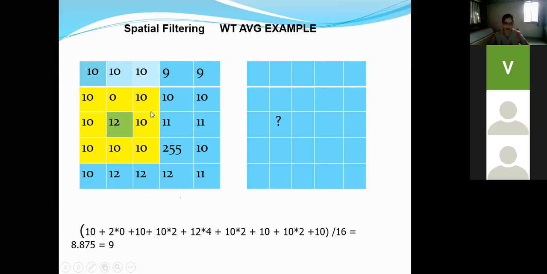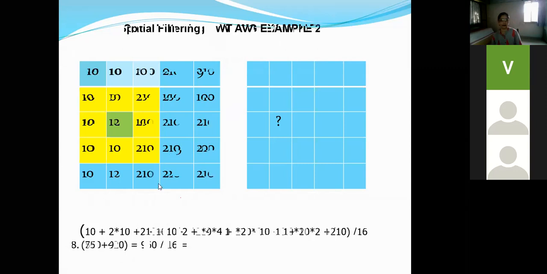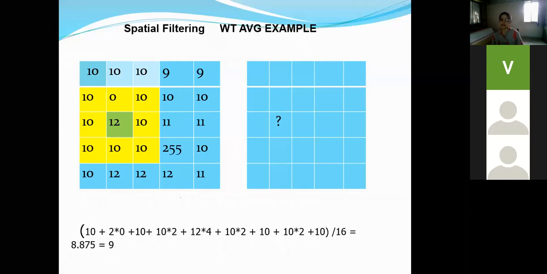That's all for today. In today's lecture, we have studied the averaging filter and the weighted average filter. As compared to the standard averaging filter, the weighted average filter gives us less blurring. You can observe that blurring effect with the next example, which we will do in the next lecture.